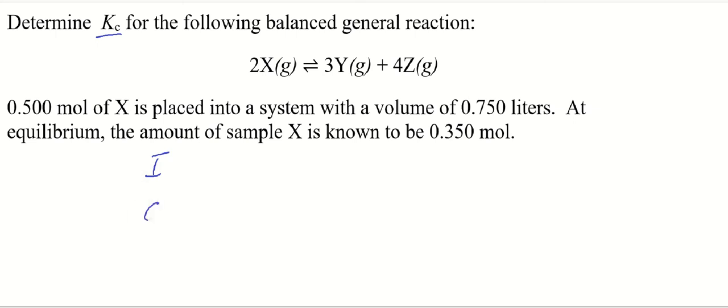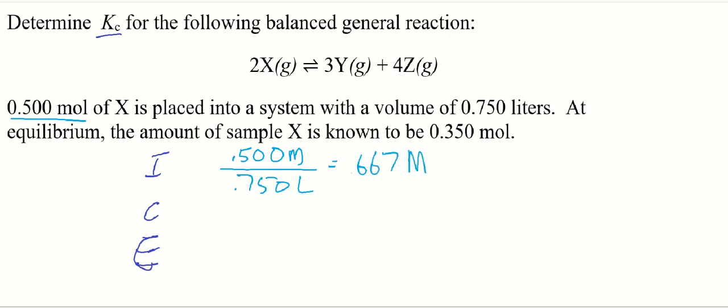I stands for initial, C is the change, and E is the concentration at equilibrium. All right, so let's see where these numbers go. Half a mole of X is placed in the system, so we'll put that right here: 0.500 moles per, it's not 1 liter, so it's 0.750 liters. We can actually do the conversion before. I want to turn this into moles per liter, or molar concentration. So 0.5 divided by 0.75 is 0.667 molar. So I'm just going to use that number, 0.6667 molar.